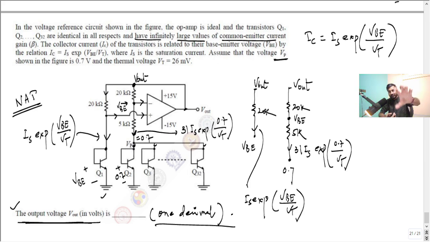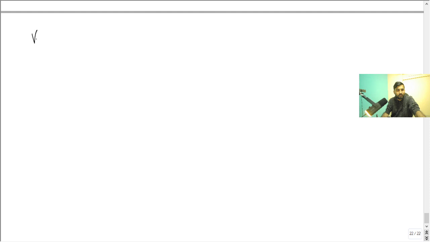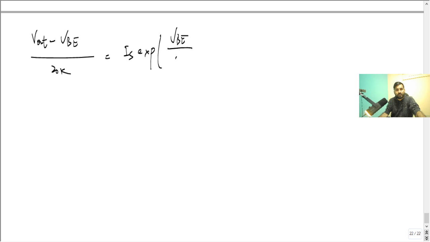See, there is a potential difference V out minus VB. Okay, current is going downward. So you can write one equation from the very first branch, and you will get the equation 2 from the other. So equation 1 is going to be what, guys? V out minus VBE by 20K, okay, is equal to the current, which is Is exponential VBE by VT.